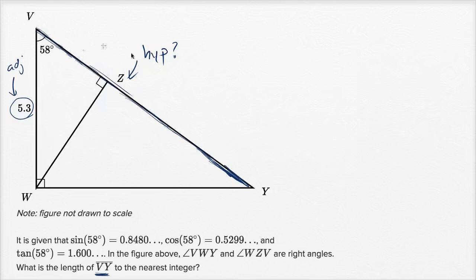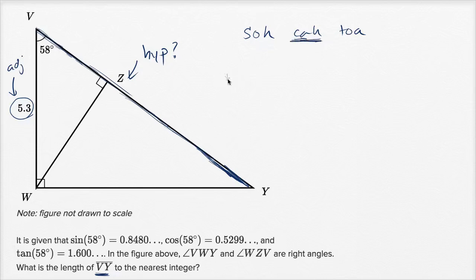Well, we could go to the SOHCAHTOA definition of our trig functions. SOHCAHTOA. Sine is opposite over hypotenuse. Cosine is adjacent over hypotenuse. And tangent is opposite over adjacent. So we're dealing with the adjacent, which we know, and we need to figure out what the hypotenuse is. So we should think about using cosine.